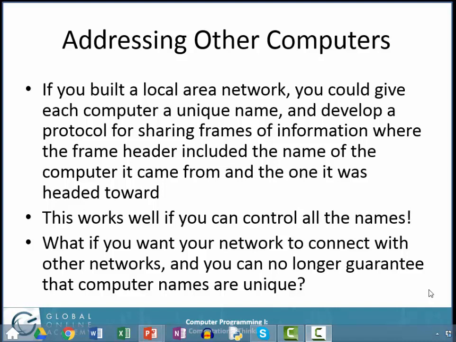This works very well if you can control all the names. If you know it's just going to be used in your local office and you've got 12 people and you know the names of their computers, you can do it that way. But what if you want your network to connect with other networks and you can no longer guarantee that computer names are unique? It gets a lot tougher then, doesn't it?